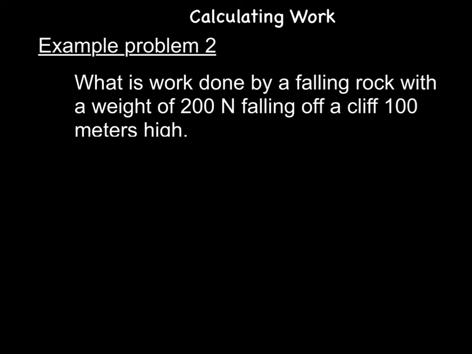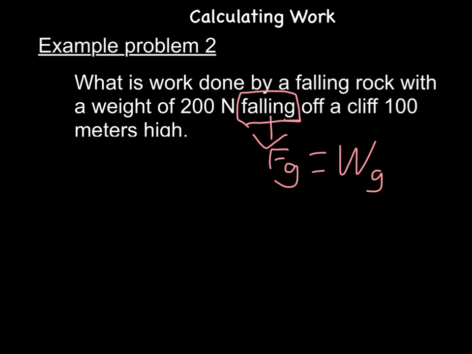Okay, so this is a falling rock problem. Example problem number 2 reads, what is the work done by a falling rock with a weight of 200 newtons falling off a cliff 100 meters high? So we've got this clue of falling. Whenever I see the word falling, I know that I have the force of gravity working on that, which is equal to our weight. And I'll put that little g there to remind ourselves that that's actually our weight that we're going to calculate.